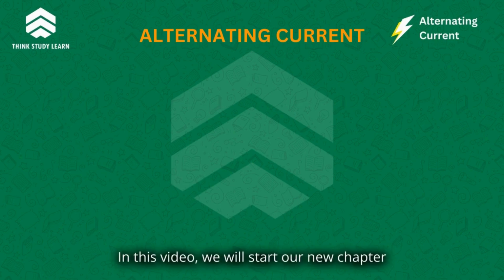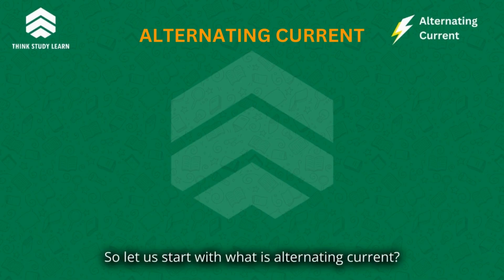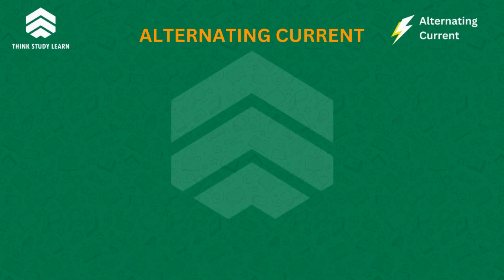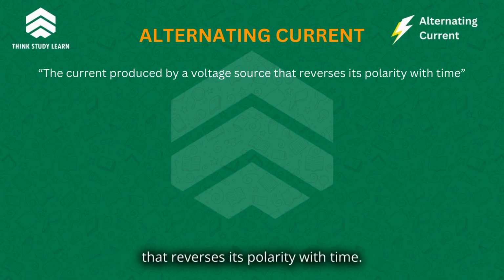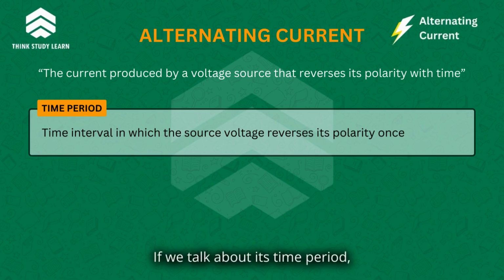In this video, we will start our new chapter which is alternating current. So let's start with what is alternating current. AC is the current produced by a voltage source that reverses its polarity with time. Its time period is the time interval in which the voltage reverses its polarity.